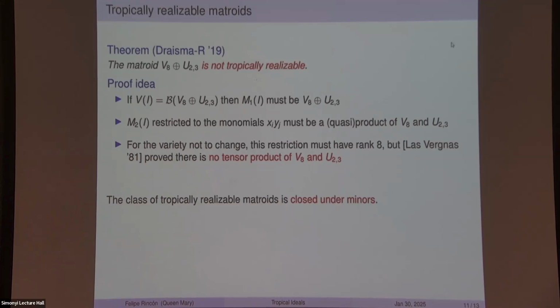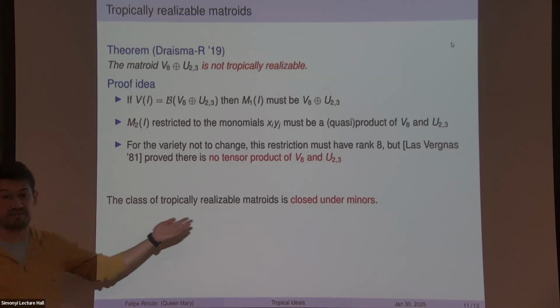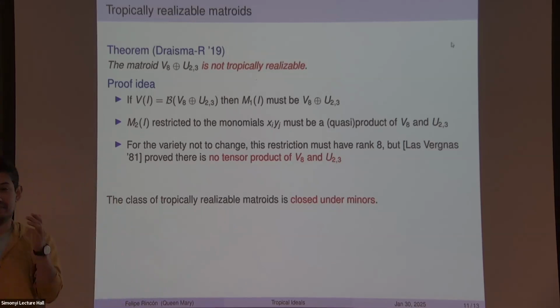One more thing you can prove about this, which is not hard to see, is that this class of matroids, the tropically realizable matroids, is closed under minors. So they're closed under deletions and contractions. That's because, if the Bergman fan of the matroid is the variety of an ideal, then the Bergman fan of the deletion is maybe to take the ideal and intersect it with a smaller polynomial ring. Just ignore everything that has some of the variables, that's deletion. And contraction is maybe setting some of the variables equal to infinity.